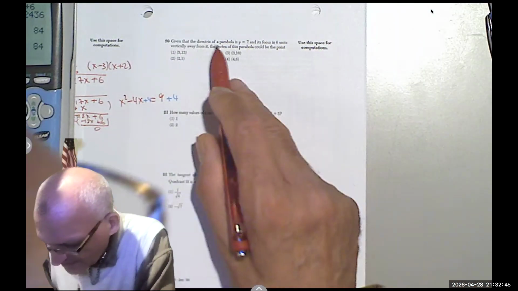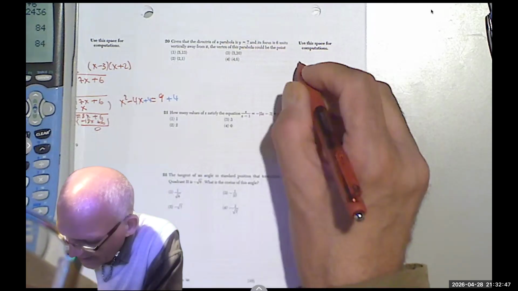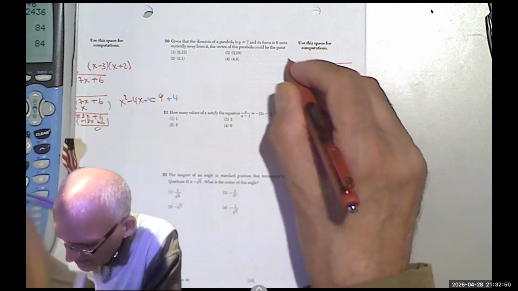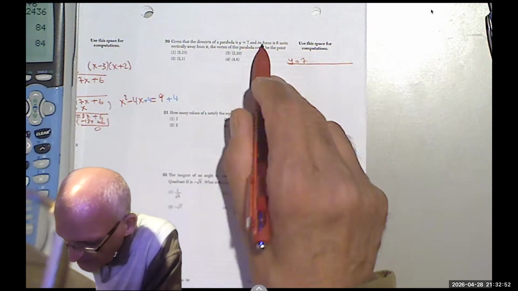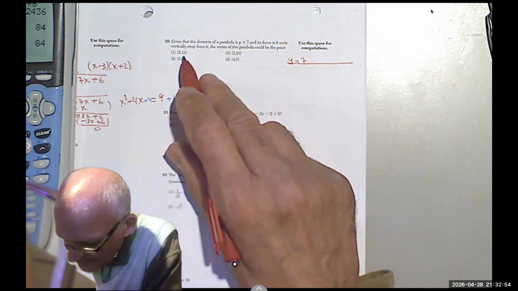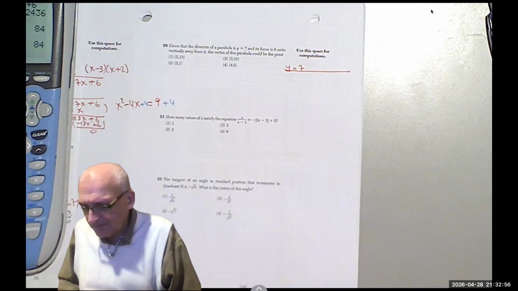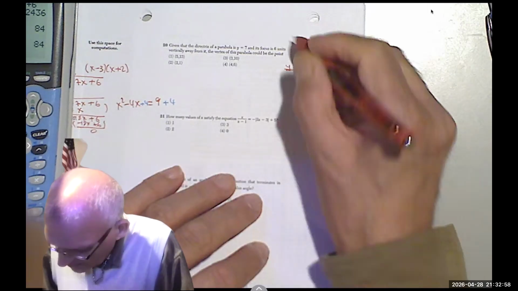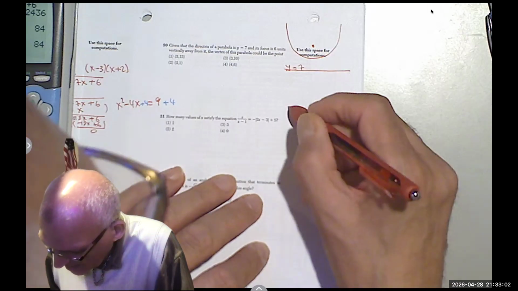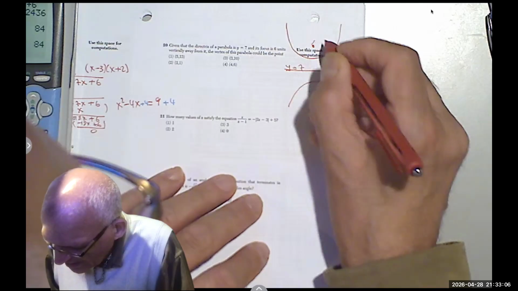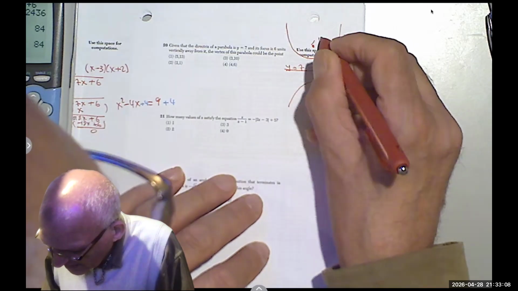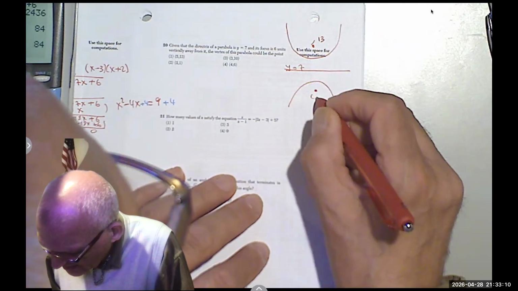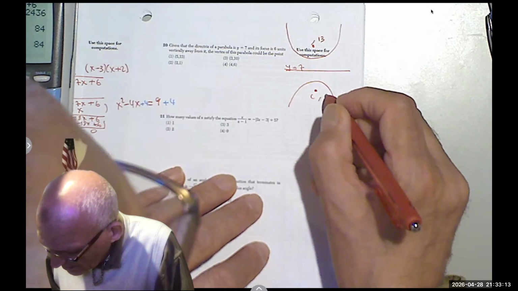Given that the directrix of a parabola is at y equals 7, the focus is 6 units vertically away, but they didn't tell you above or below, because the parabola may be opening up, and the focus would be here, or down, and the focus would be here. So the y of this would be 13, and the y of this would be 1.